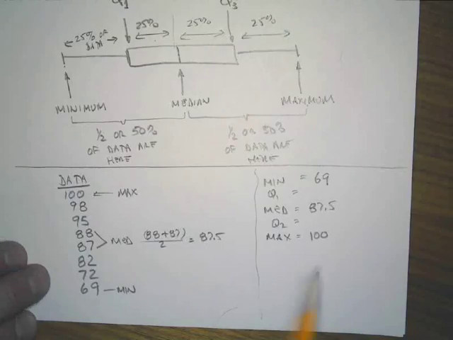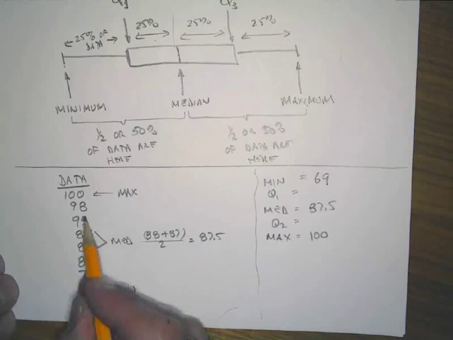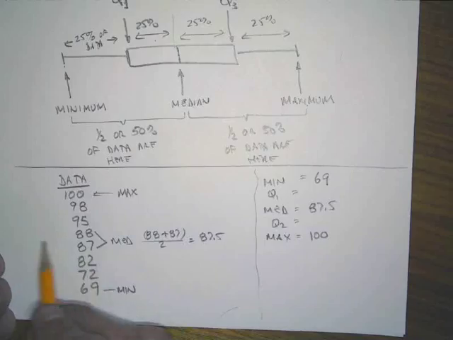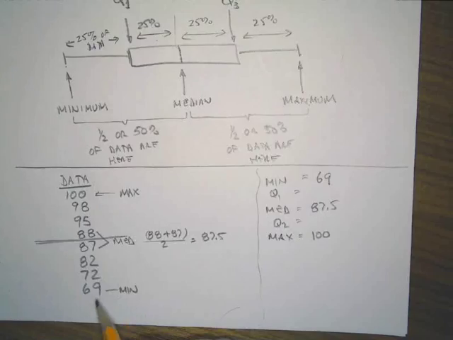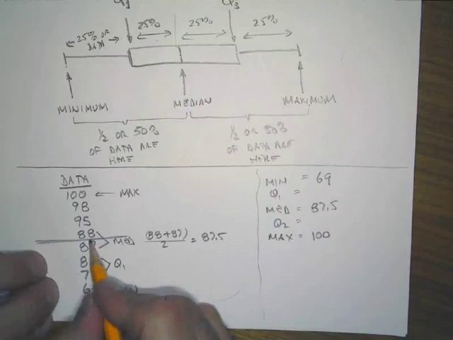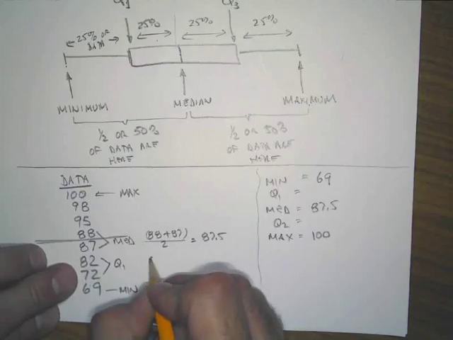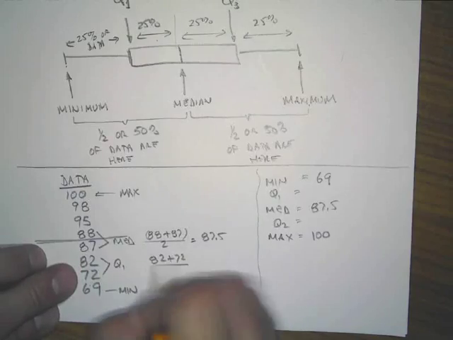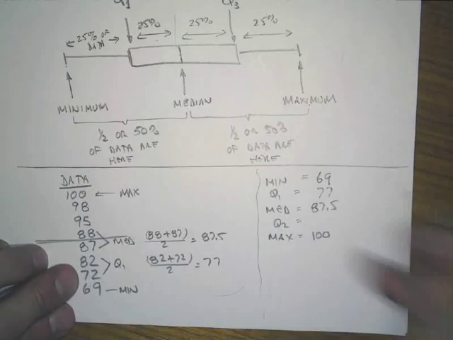Now, Q1 is defined as the median of the lower half of the data. So let's see, 1, 2, 3, 4, 5, 6, 7, 8. There's 8 values, so I'm going to divide it in half. The median of the lower half is Q1. So there's 1, 2, 3, 4. That's even. Find the median. It's the middle 2. So 82 plus 72 divided by 2 comes out 77.